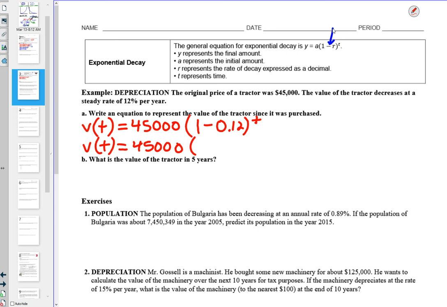45,000 times 0.88 to the power of time. And that's just the equation. But now comes substitution. What is the value of the tractor in 5 years? What am I going to plug in for time?